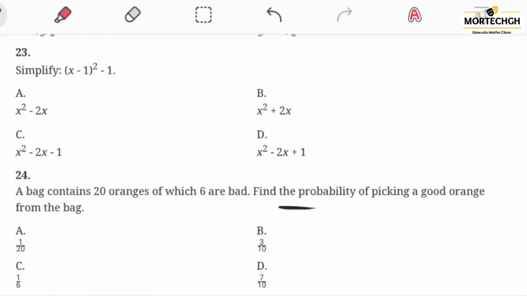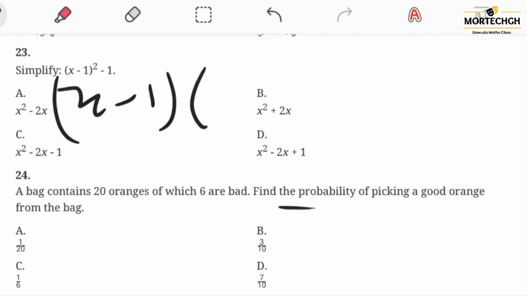Question 23. Simplify (x minus 1) all in bracket squared, minus 1. So we have (x minus 1) in bracket. Since it's squared, we have another bracket (x minus 1) before we now have the negative 1. So let's expand the bracket.